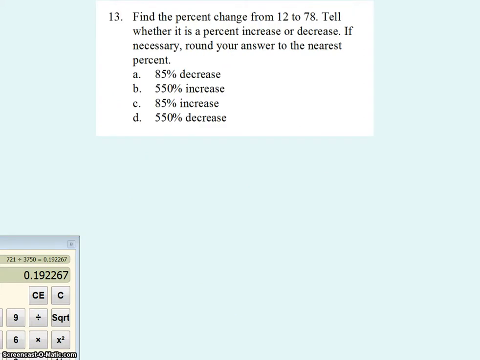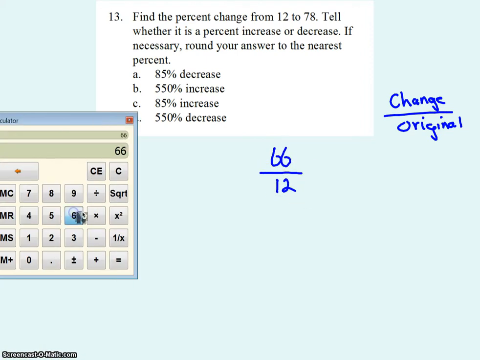Okay. Find the percent change from 12 to 78. Anytime you find the percent change, and you wrote down in your notes, the percent change is always the change over the original. So how much did it change from 12 to 78? Well, I'm getting 66. So it went up by 66. Divide that by 12, because that's the original.